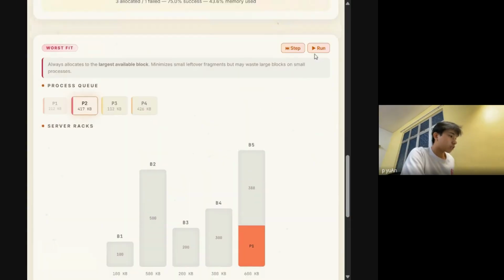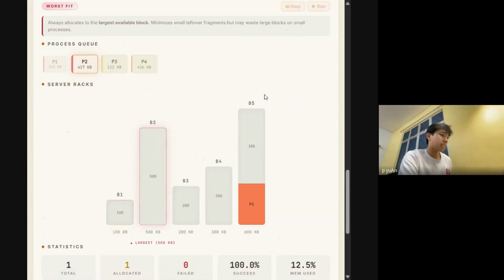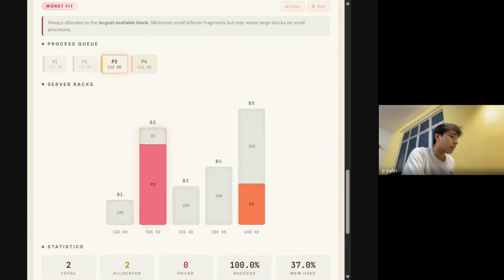The benefit is the leftover space is usually still quite big. This means the remaining space is large enough to easily host other incoming data payloads later. But the disadvantage is every time a new data payload arrives, the algorithm has to scan and compare every single server rack in the data center to find out which one is currently the largest. This will cause overhead.